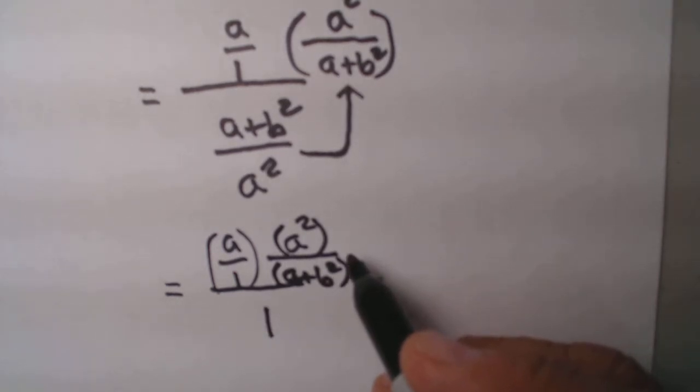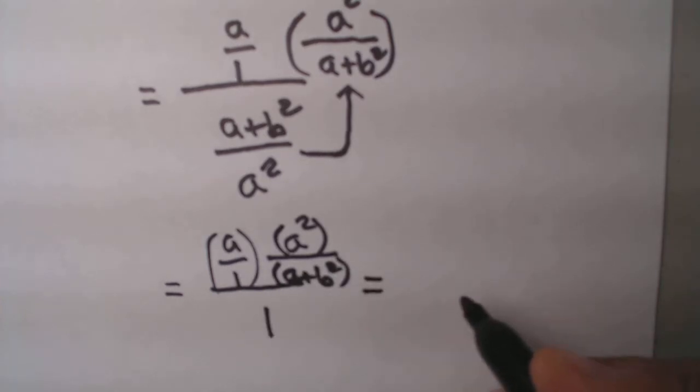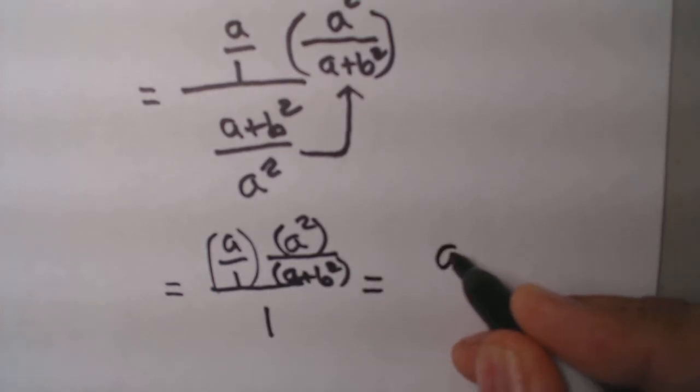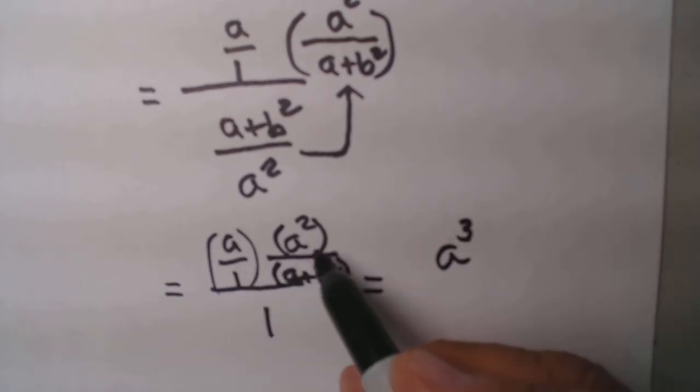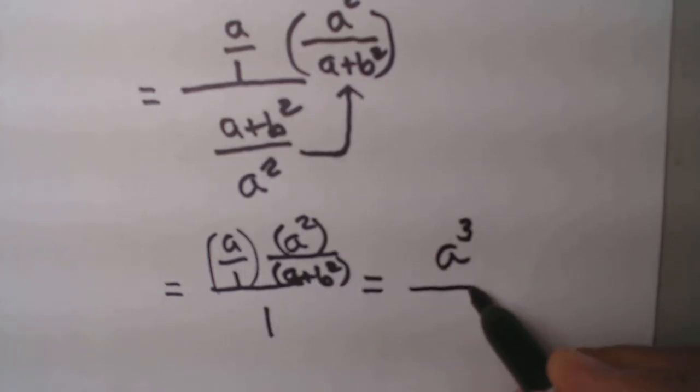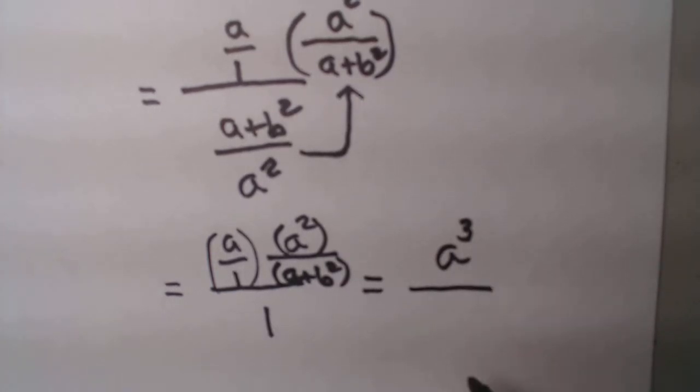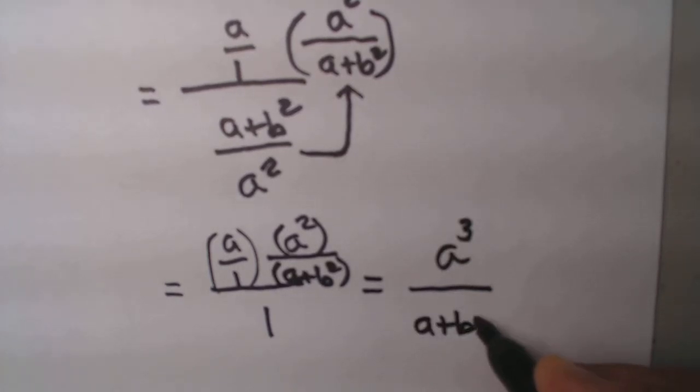The answer is just the upstairs. Nothing to cross cancel. So we have a cubed, a times a squared, and of course the (a plus b) squared did not get canceled out any, so there it is.